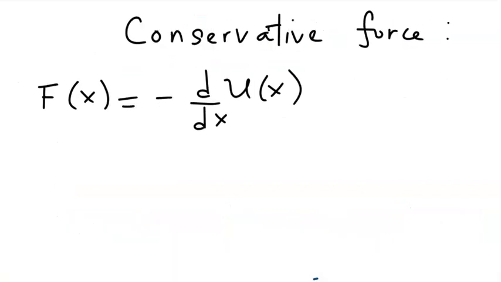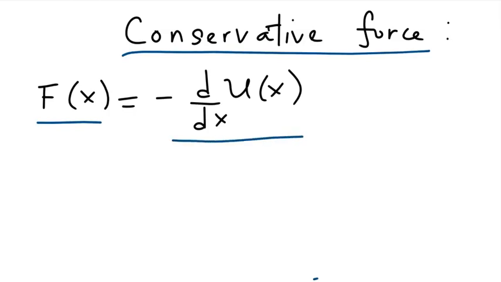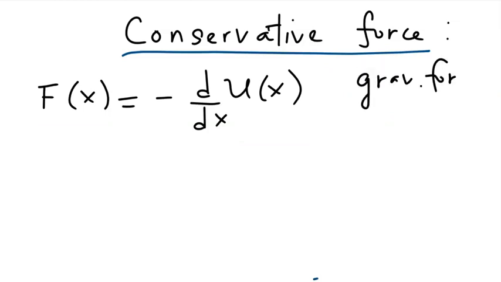One other thing that we want to review is the conservative force. If a force is conservative, one should be able to express that force as the negative derivative of a potential energy function. So this is a mathematical condition for a conservative force. Examples of conservative forces are gravitational force and spring force, to name a few.